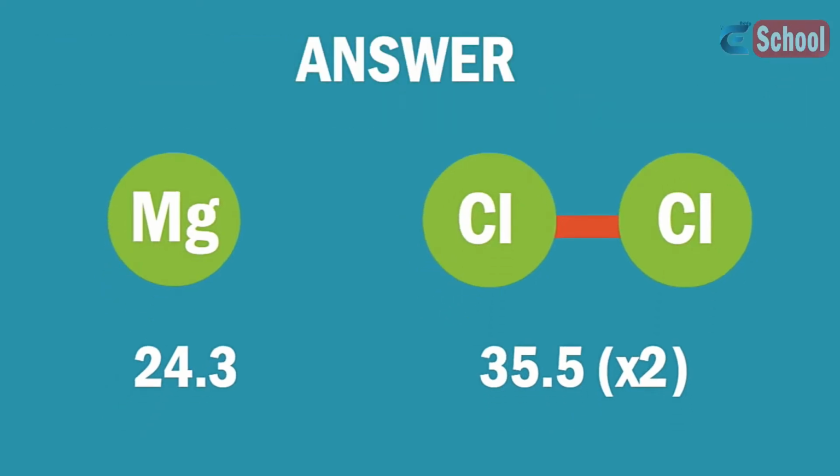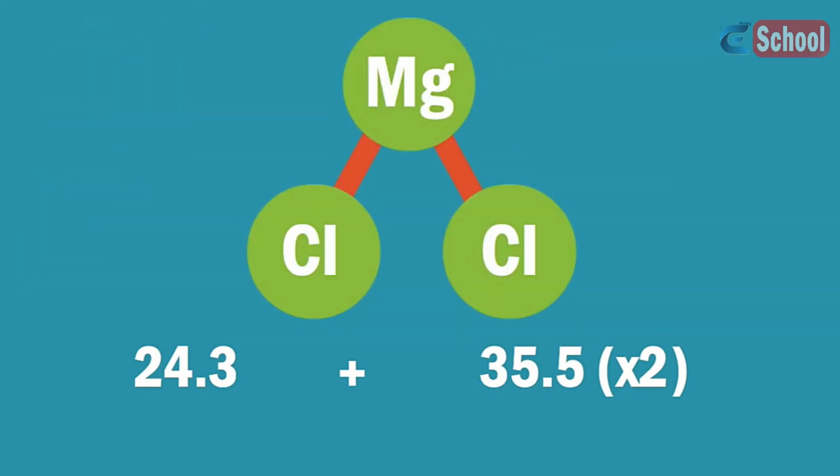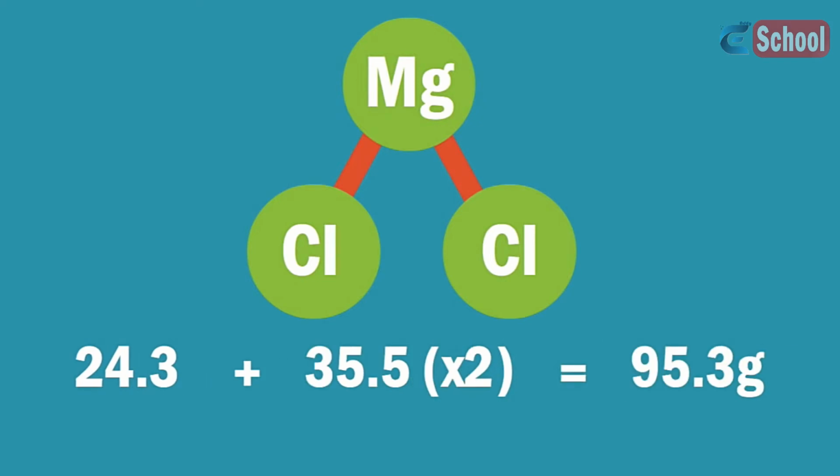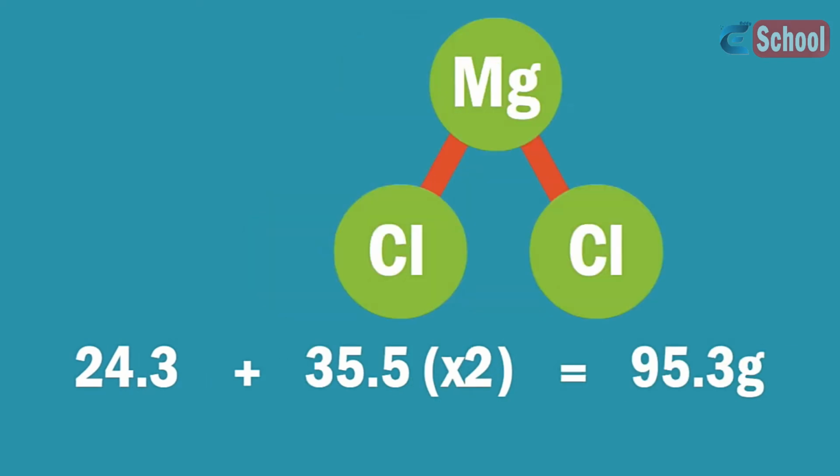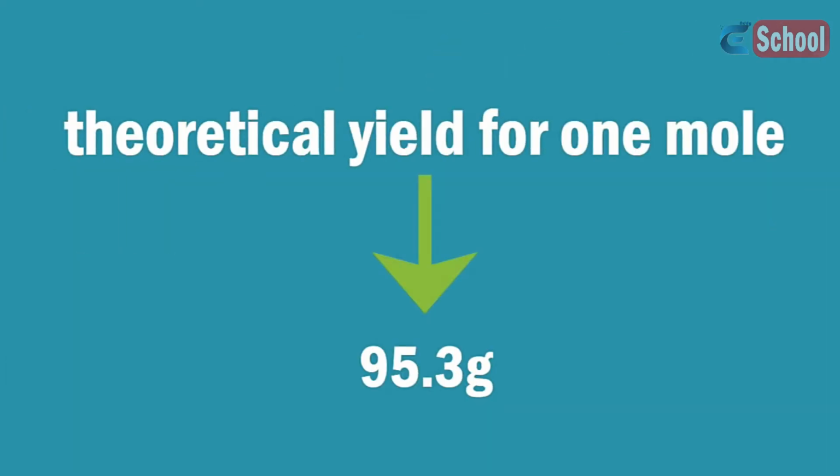The answer is that you have to add 24.3, the relative atomic mass of magnesium, to the relative atomic mass of two chlorine atoms, each at 35.5. In total, the formula mass of magnesium chloride is 95.3 grams. This is also the theoretical yield for 1 mole. Did you get it right?